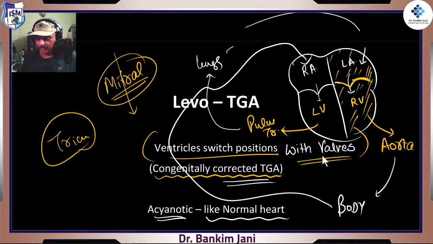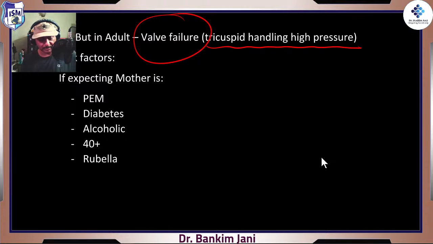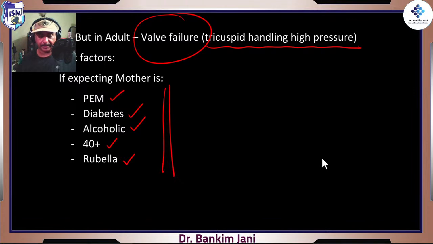So this particular valve, let's change the color, is not mitral. Now this is a tricuspid valve. The tricuspid valve was never made for such pressure. Nothing would happen initially, but later on this valve would give way. Tricuspid handling high pressure will lead to valve failure. And this is very common if the expecting mother has PEM, protein energy malnutrition, diabetes, is alcoholic, is 40 plus, or is infected with rubella. In all these cases, the chances of such a condition increase.